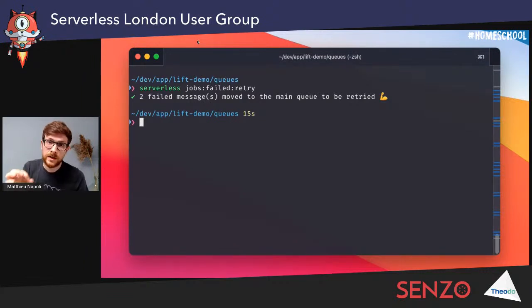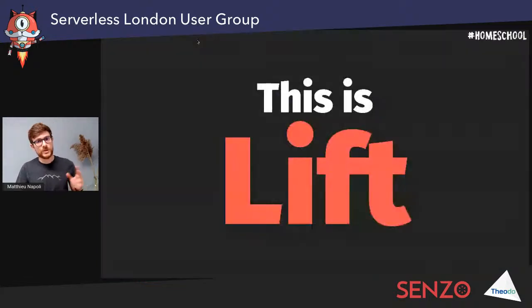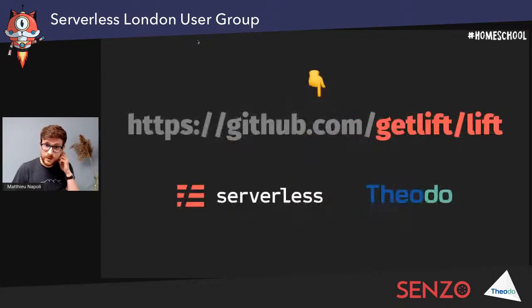So those are construct level commands. So this was just an overview. This is Lift. I guess you get the idea here. The project is open source. It's on GitHub. It's being incubated by Serverless, where I work, and Theodore.